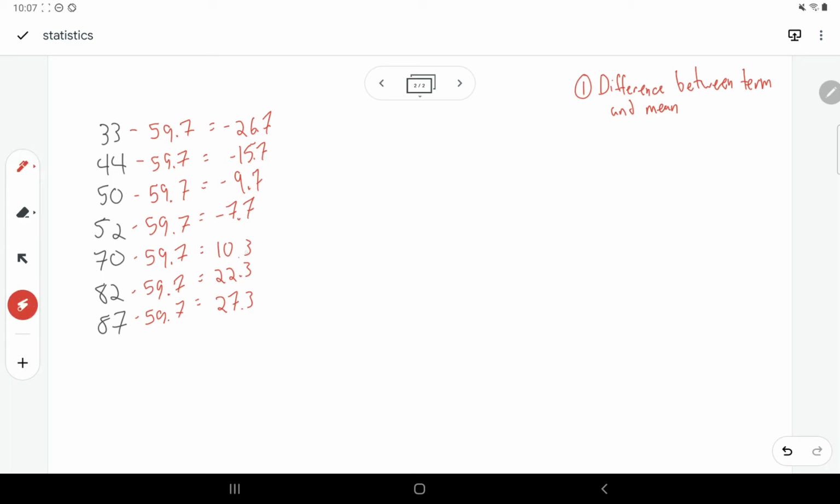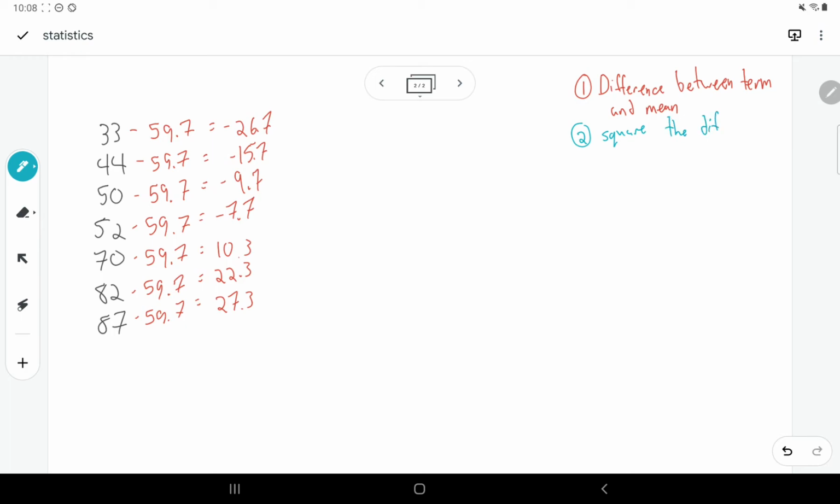So you'll see some of these higher scores, the difference was positive. Some of these lower scores, the difference was negative. The sign doesn't matter so much as how far apart these two numbers are. And the reason the sign doesn't matter much is because of our next step, which is number 2 here. We're going to square the difference.